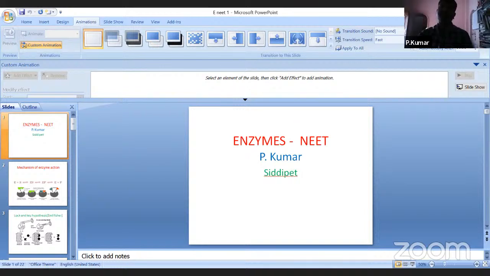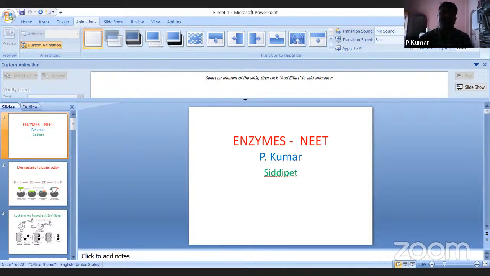So the lock and key hypothesis explains enzyme specificity. This is proposed by Emil Fischer. Now let us see the induced fit hypothesis. It was proposed by the scientist Koshland.